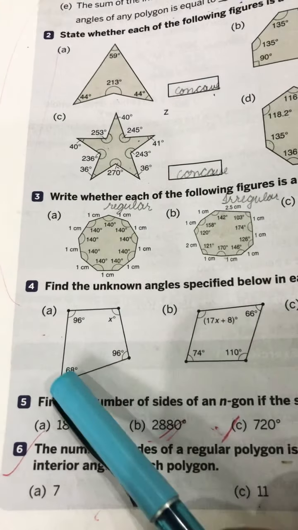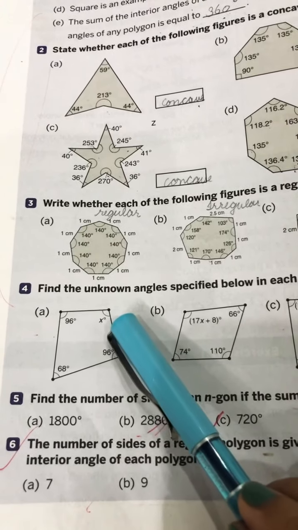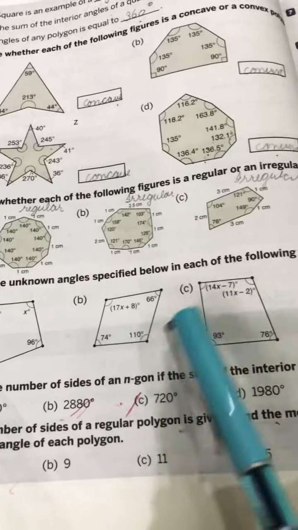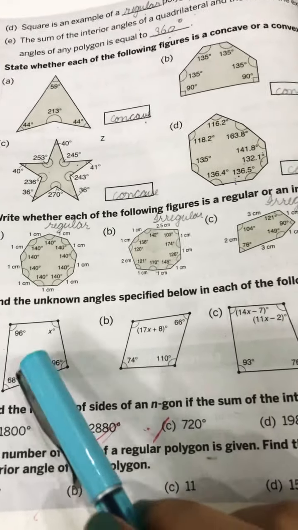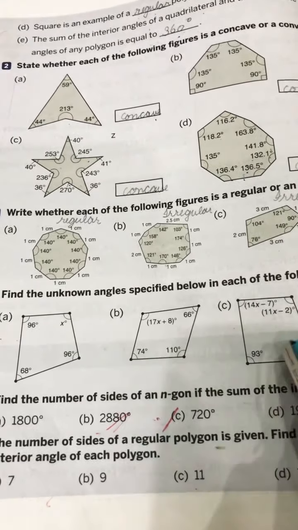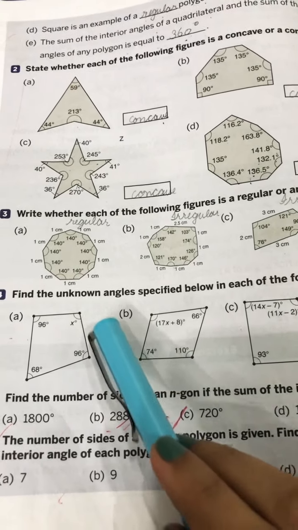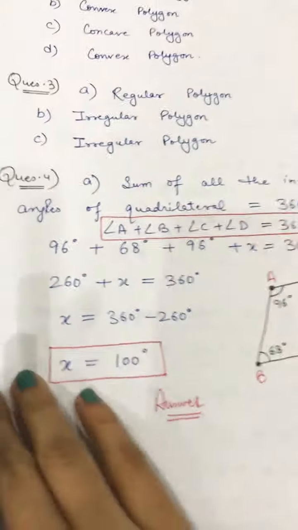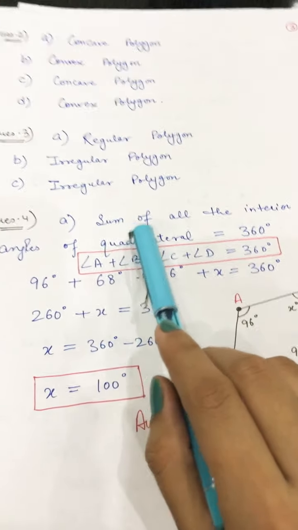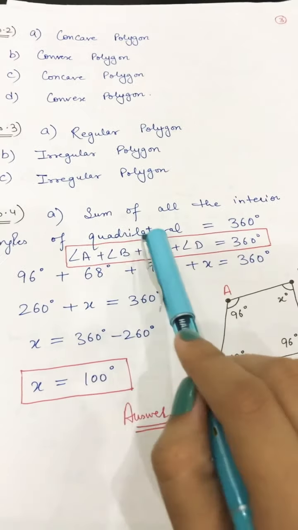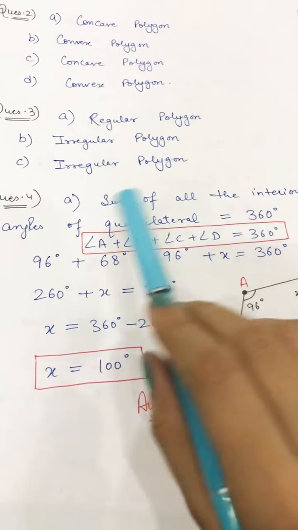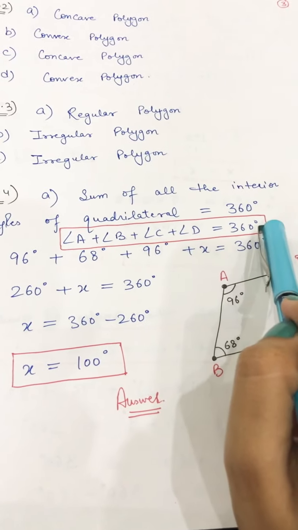In this, all the angles are given in degrees and one angle is given in the form of x. So in all these shapes you have to apply the angle sum property. By the angle sum property, only then can you take out the value of x. Okay, A part. In the A part you have to apply it in this way. Write: sum of all the interior angles of a quadrilateral is equal to 360 degrees.